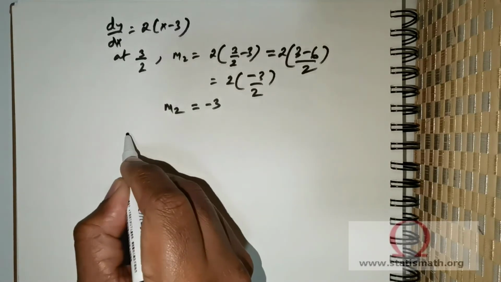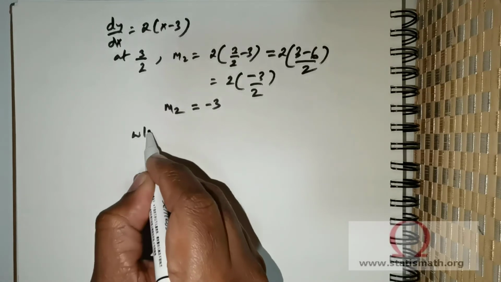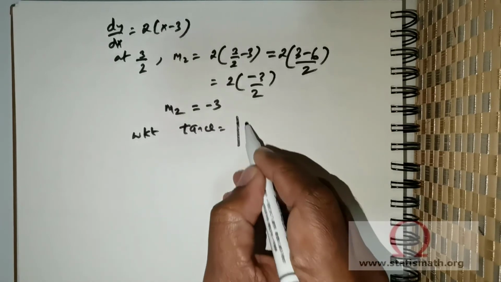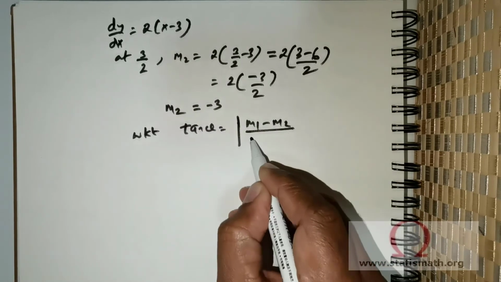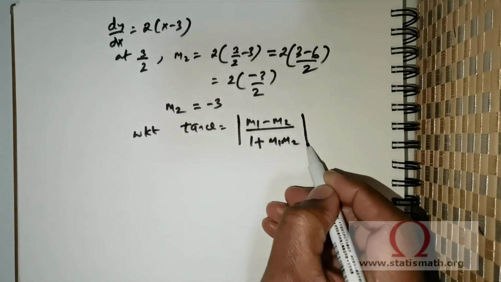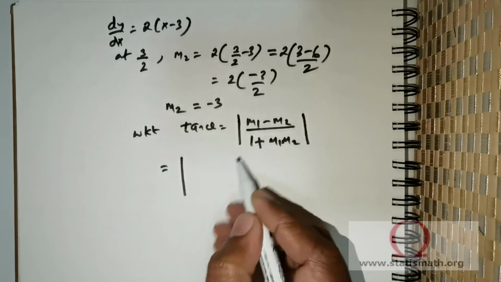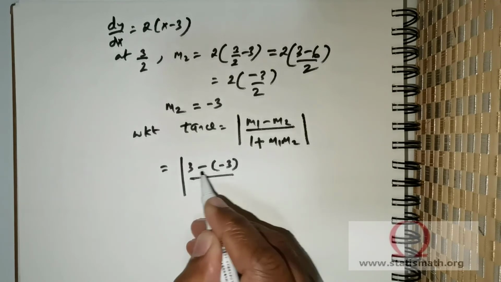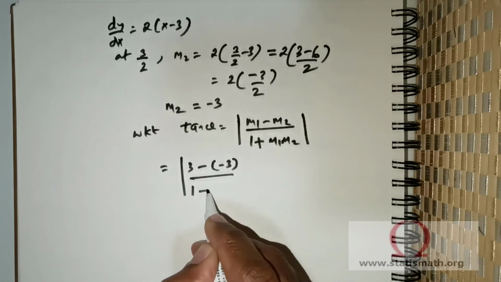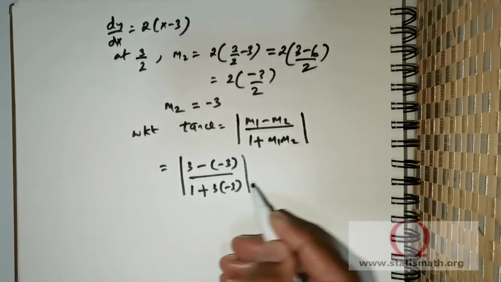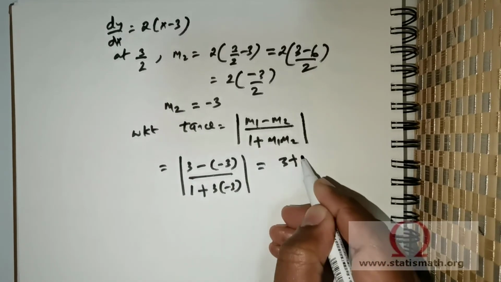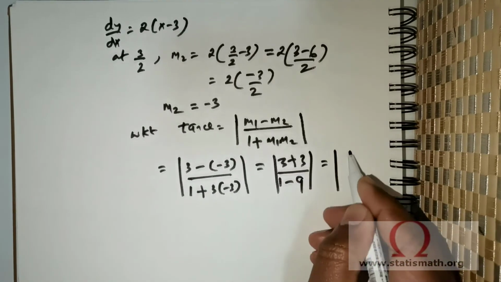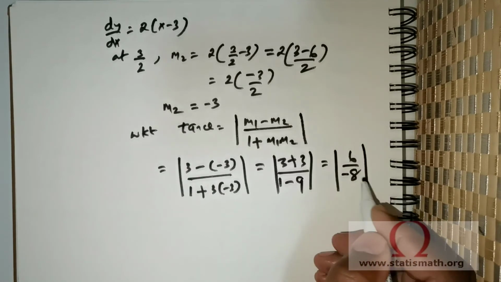So I need to use the formula. Using the formula, we know that tan theta is equal to modulus of (m1 − m2) divided by (1 + m1 m2). So this is equal to modulus of, my m1 is 3, my m2 is −3, so that's 3 − (−3) divided by 1 + 3 times (−3). So that is equal to modulus of (3 + 3) divided by (1 − 9). This is equal to 6 divided by −8. This is what I'm getting.